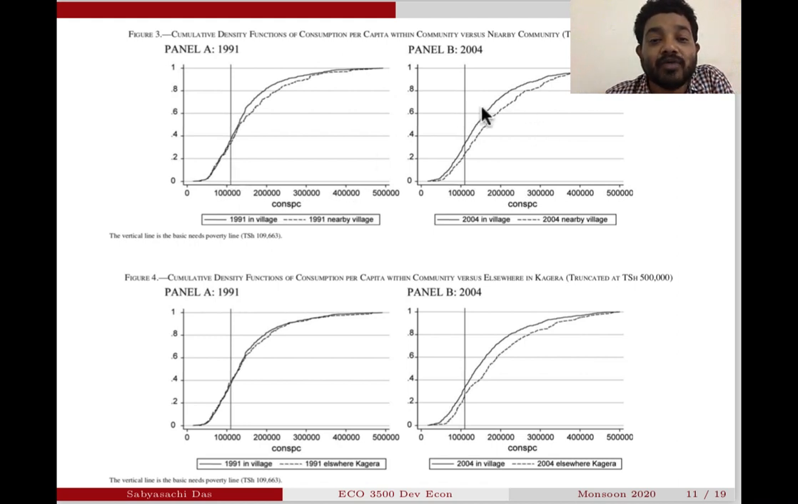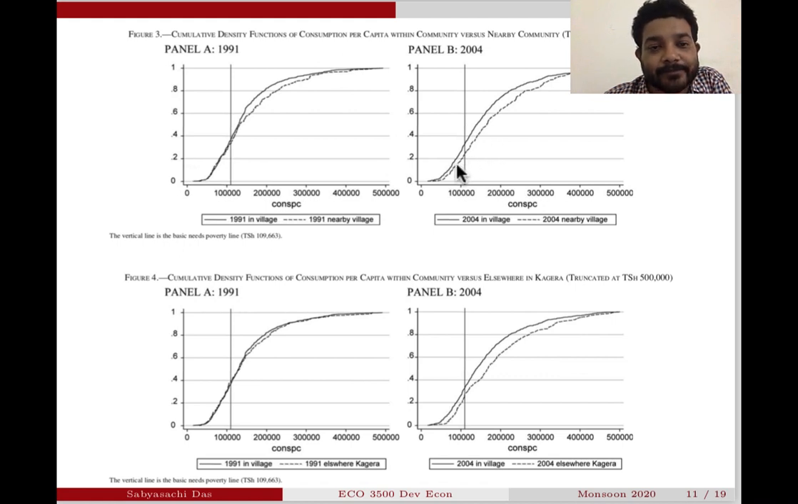But if you look at their 2004 outcomes, their 2004 outcomes are a bit more different, especially at the bottom end of the distribution. At the bottom end, they are virtually identical in 1991. The proportion of people who are poor among those who went on to stay in the same village versus those who moved to a nearby village in 2004, their 1991 poverty rates are identical. They are all kind of 40%.